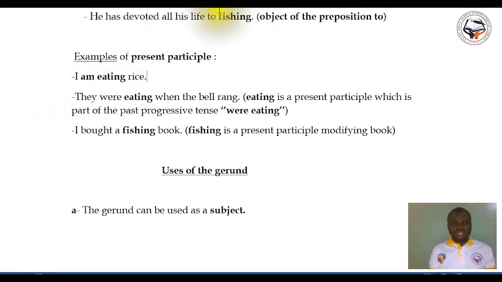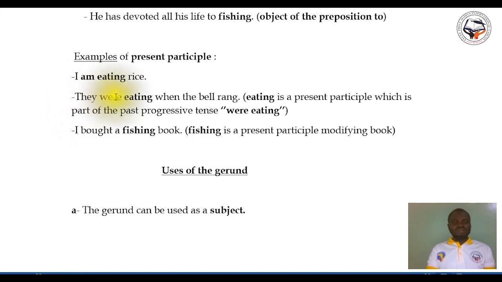You see that the fishing here is not accompanied by an auxiliary to be. But here there is an auxiliary to be, which means that eating here represents the present participle, and fishing here is the object, is the gerund and not the present participle. So pay attention not to confuse them.